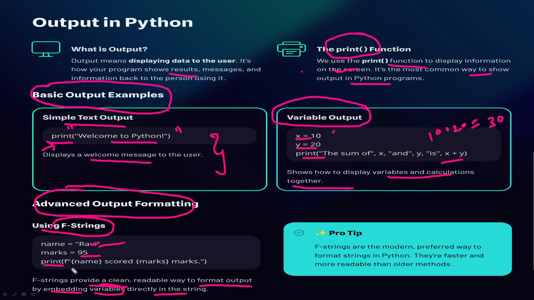Then print f. We are using f strings, name, score. Again f string we are using, that is marks. So then finally the output will be name and marks. It is going to display as an output in the place of output. Okay, now here is one tip.